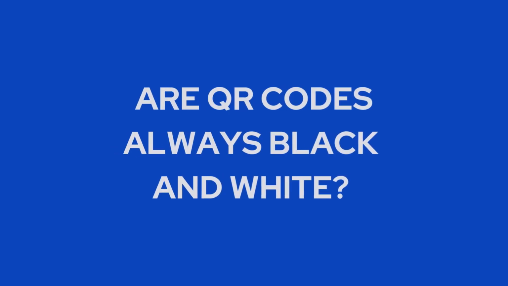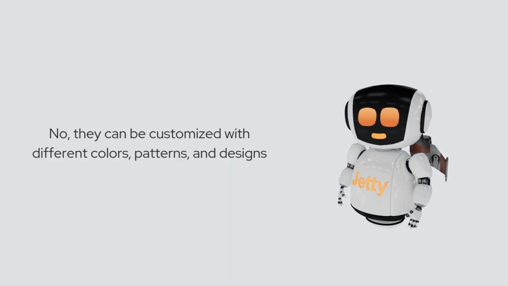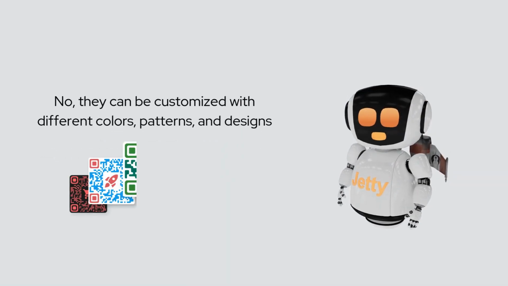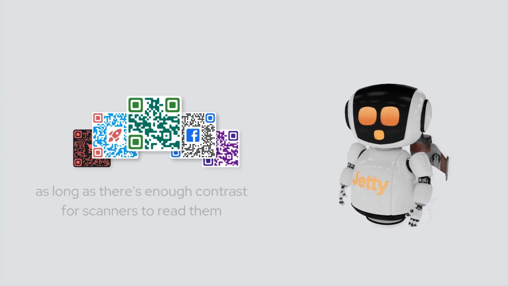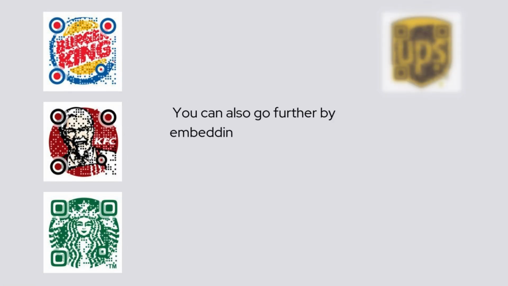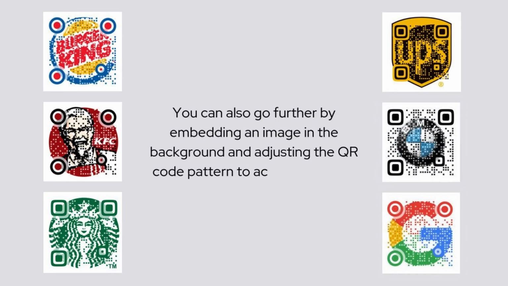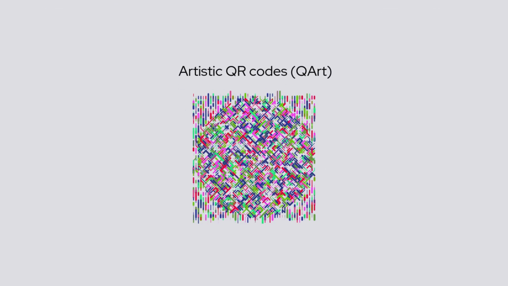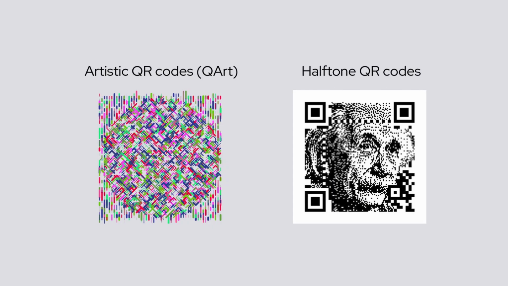Are QR codes always black and white? No, they can be customized with different colors, patterns, and designs, as long as there's enough contrast for scanners to read them. You can also go further by embedding an image in the background and adjusting the QR code pattern to accommodate it. These are often referred to as artistic, QArt, or halftone QR codes.